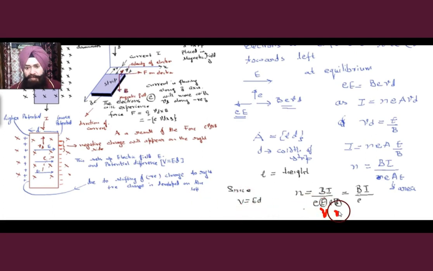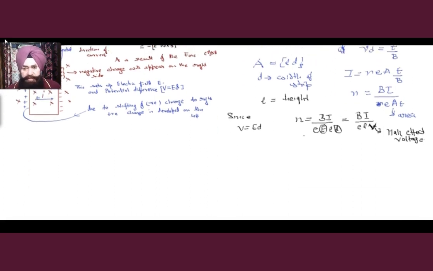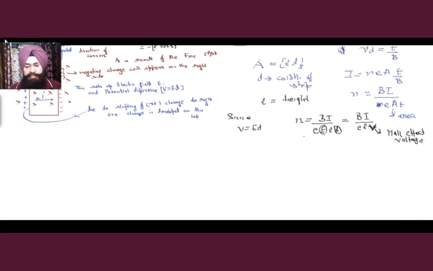Now E into D, electric field into distance. This is the Hall voltage. This is the Hall voltage, this is not the velocity. Hall voltage V, electric field into distance. This is very important. This is the Hall voltage.